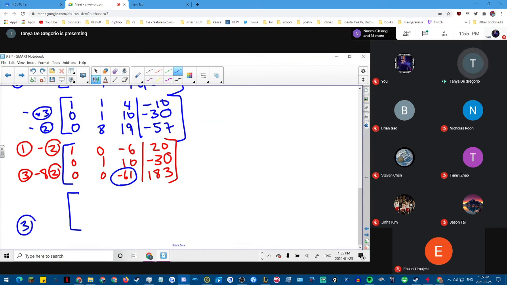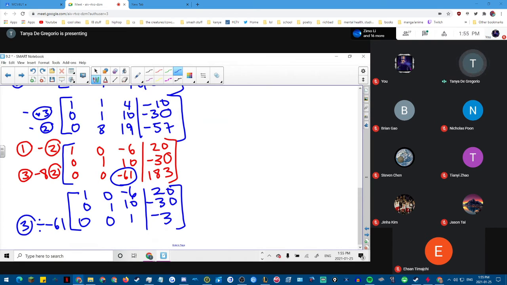So we're taking row 3 and we're going to divide by -61. And what's 183 divided by -61? -3. And so we can see from here that Z is equal to -3. Excellent. Good. And then I have this.